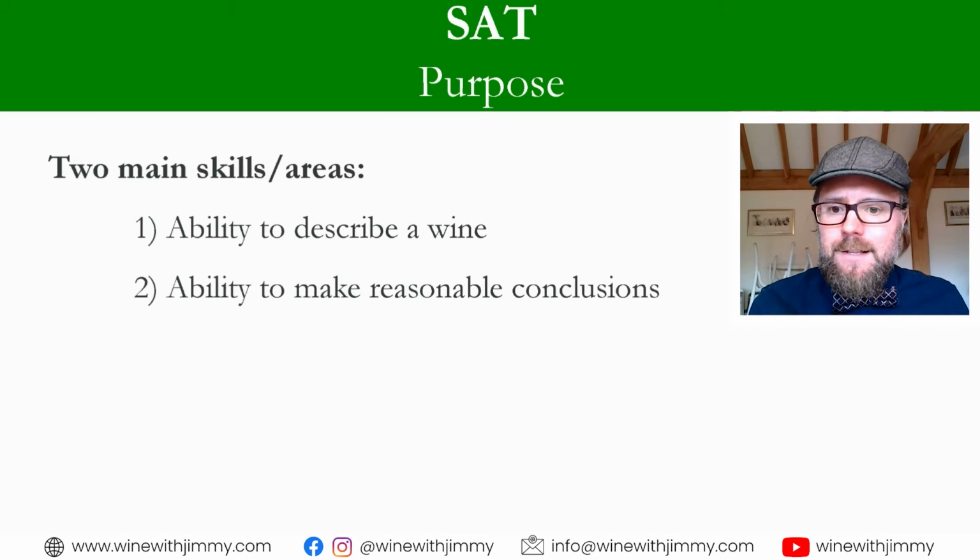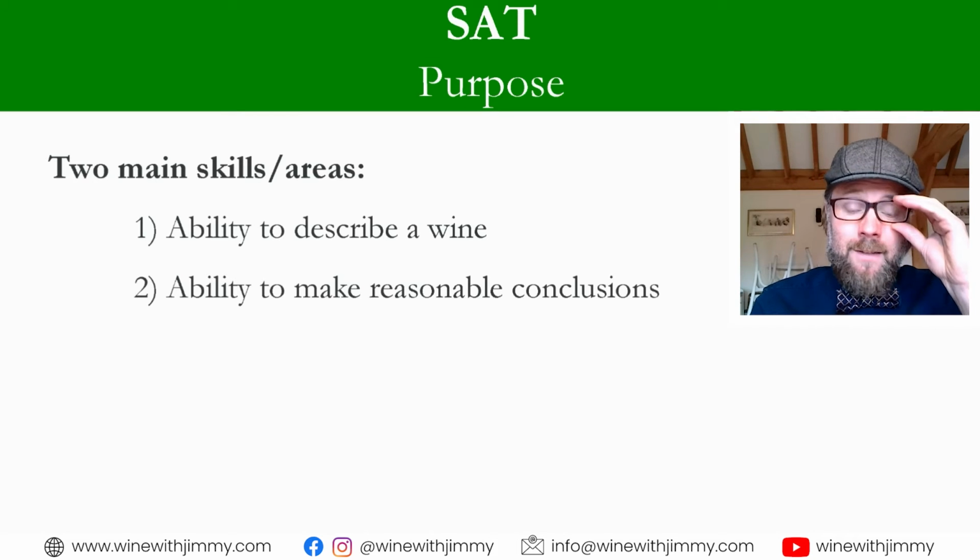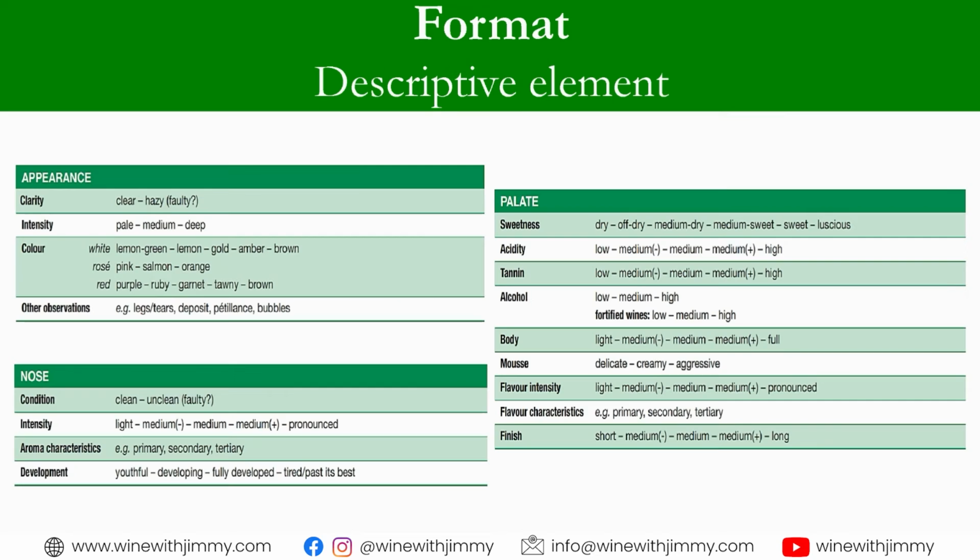Now, we split it into two main areas: the descriptive element, and that's through key category headings. And of course, that gives you the ability to describe the wine. So appearance, nose, and palate. And then the final one is that conclusion section. Okay, so the conclusion section we'll look at at the end. They're the two main areas we're looking at. So let's talk about the first one, the descriptive element.